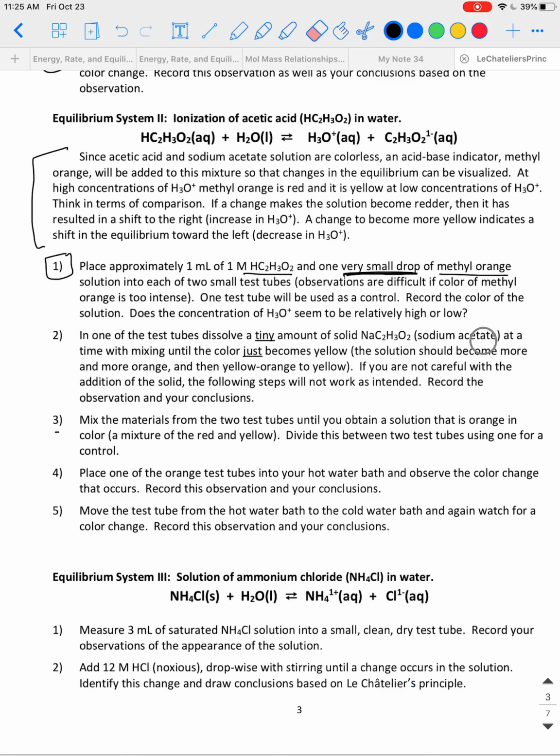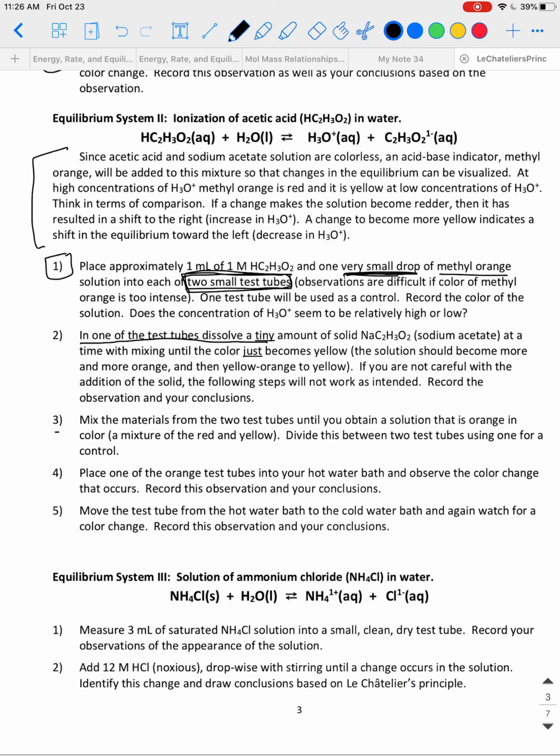Actually, I'm the one who's not reading. Let's go back and read step number 1 because this is going to help you out here. Place 1 ml of this and 1 drop of the methyl orange in 2 small test tubes. There it is. You're going to do this twice, so you have 2 small test tubes that'll look identical.